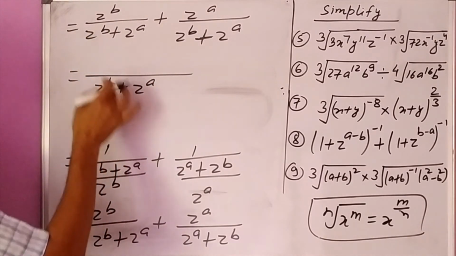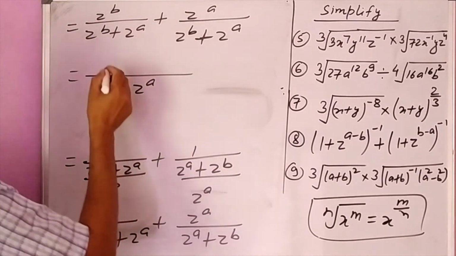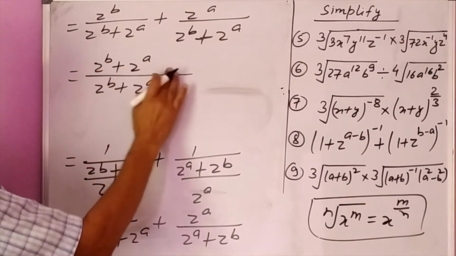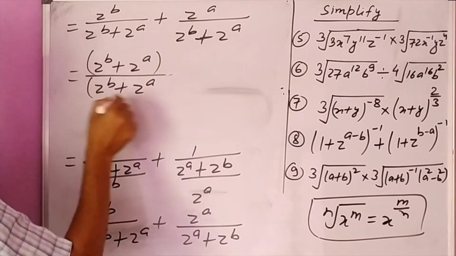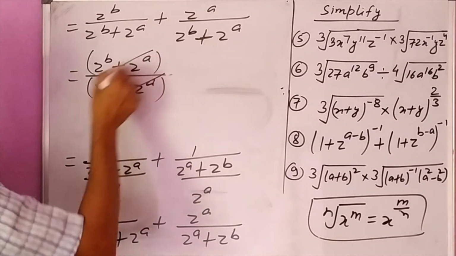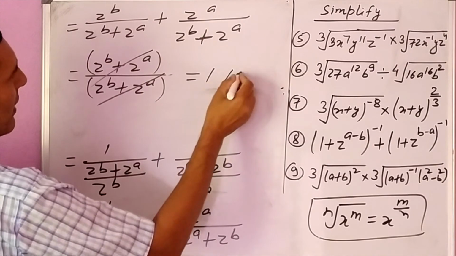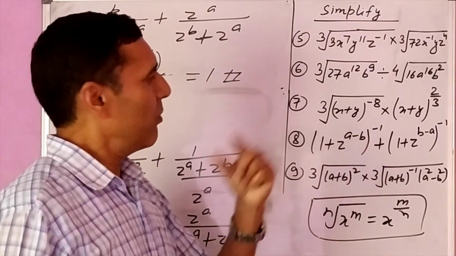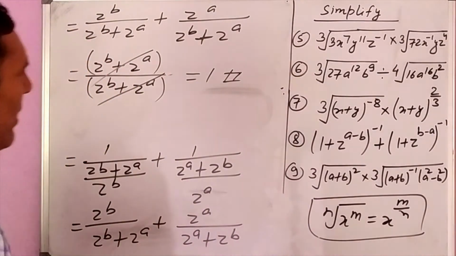So what will you get here? The LCM and denominator are the same. The numerator also we get, z to the power b plus z to the power a. Now keeping within the bracket, numerator and denominator the same, we get the answer 1. So in this way we simplified this question number 8.